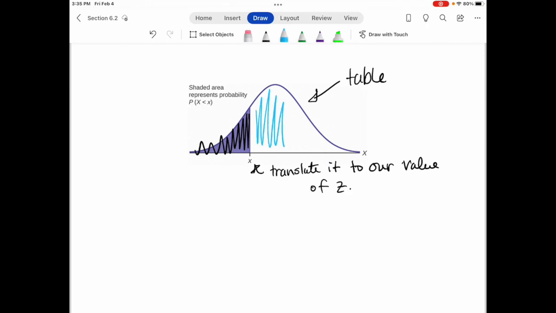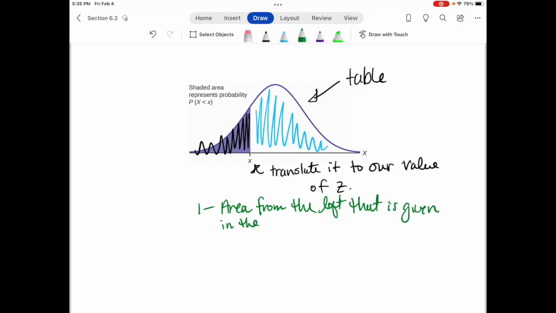Now, if you want to find the area to the right, because I know that the entire area under the curve is 100%, using the table, if I want to find the area to the right, I would just take 1 minus the area from the left. That is given in the table. So I'm going to walk you through some examples in this lesson on how to calculate these probabilities both ways, and then you can decide which way you like the best.